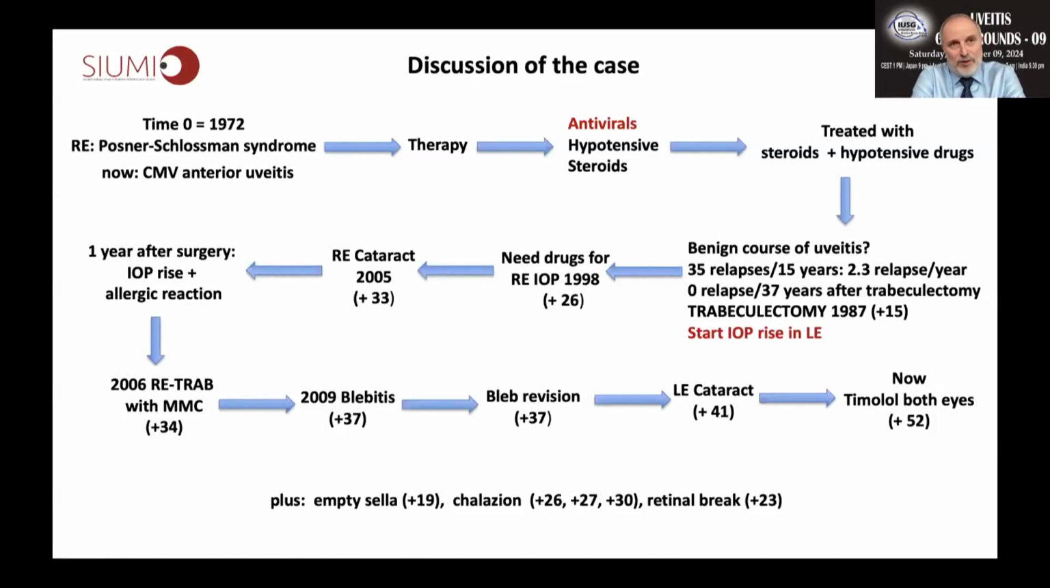But you should never forget that patients can have some other problems not related to the uveitis, such as, in our case, an empty sella, or some other problems in the eye that are again not related to uveitis, such as cataract and retinal breaks.